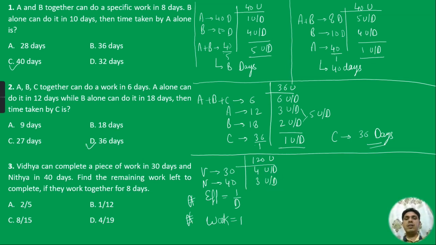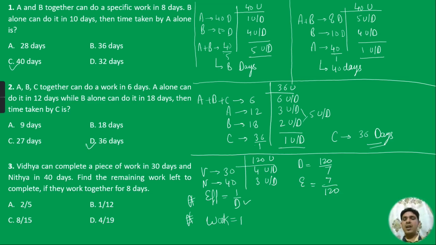If we check the days taken by Vidya and Nitya together, this will be 120 divided by 7. If we check the efficiency of Vidya and Nitya, that means the number of 1 day work, this will be 7 divided by 120, because here we are saying that the efficiency is the reciprocal of number of days.